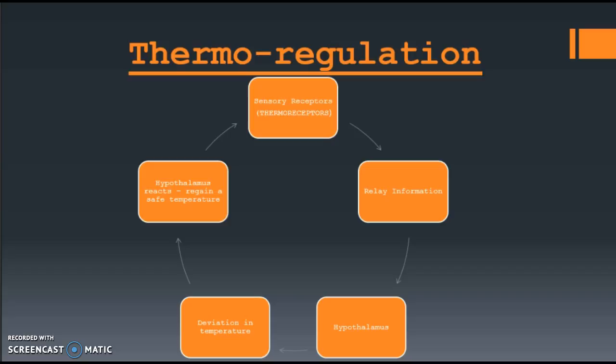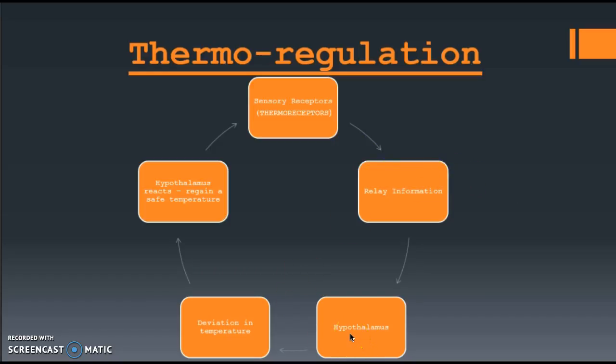So lastly, we're going to be moving on to thermoregulation. And this is when the sensory receptors, or the thermoreceptors, so this process is a temperature regulation known as thermoregulation, and the cardiovascular system plays a big part. So when the temperature changes within the body, it is detected by the sensory receptors, called the thermoreceptors, which then relay the information about these changes to the hypothalamus in the brain.